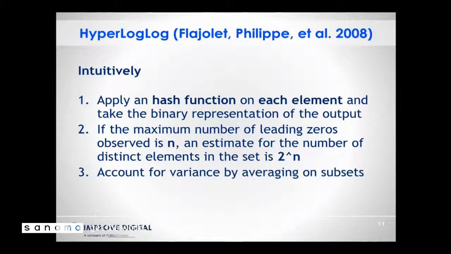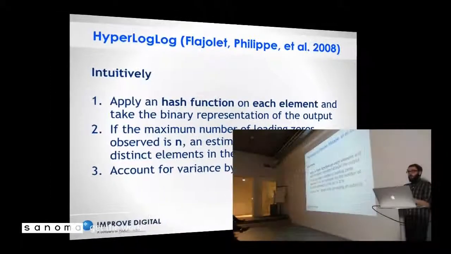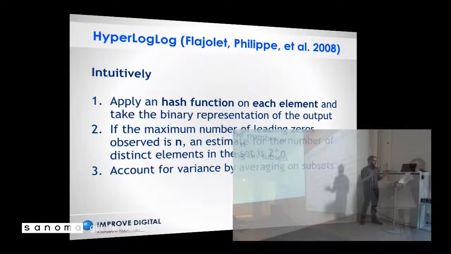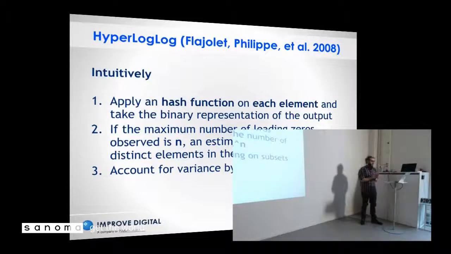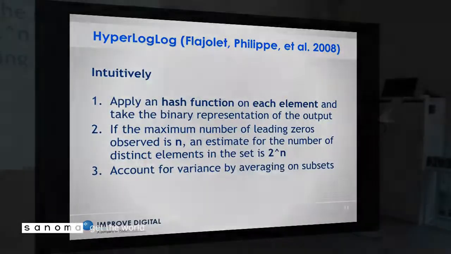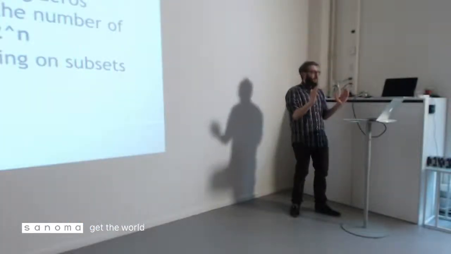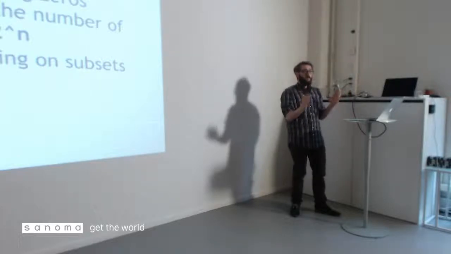Well, intuitively, it uses a hash function with some good properties. We can get back to details later on if you want, just ping me offline, but it's all described in the paper. This hash function is applied on each element of the multi-set, and the output of this function is a binary representation of the element that comes in. Then we look at the binary strings, 0s and 1s, that we get out of it, and we make an observation that if the maximum number of leading zeros in a given hash output is n, then the number of distinct elements in the set is 2 to the power of n.